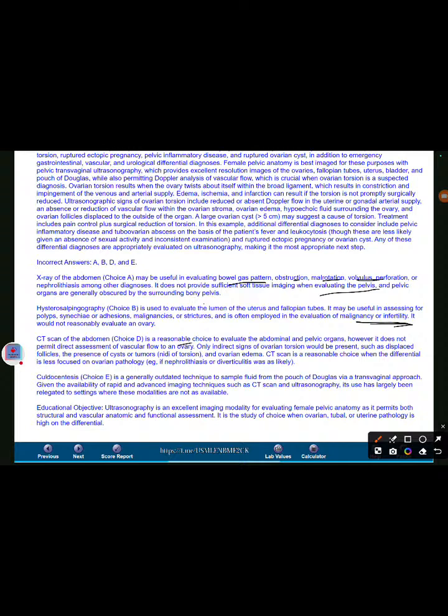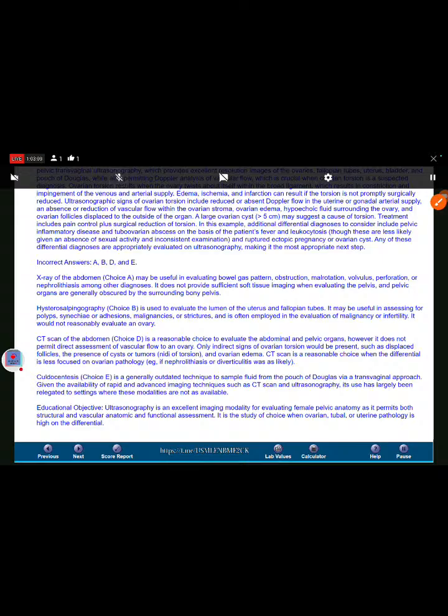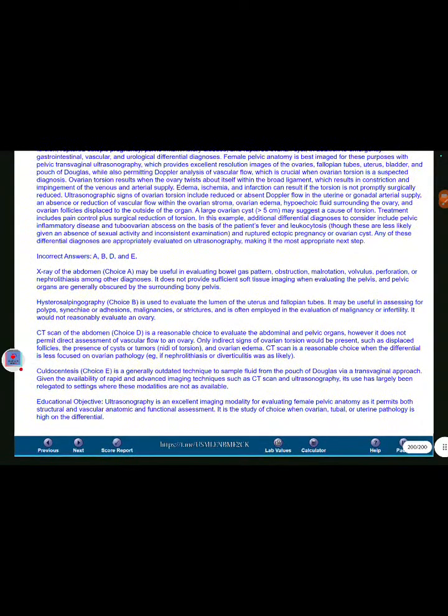CT scan of the abdomen is a reasonable choice to evaluate the abdominal pelvic organs. However, it does not permit direct assessment of vascular flow to an ovary. Only indirect signs of ovarian torsion would be present, such as displaced follicles, presence of cysts or tumors, and ovarian edema.